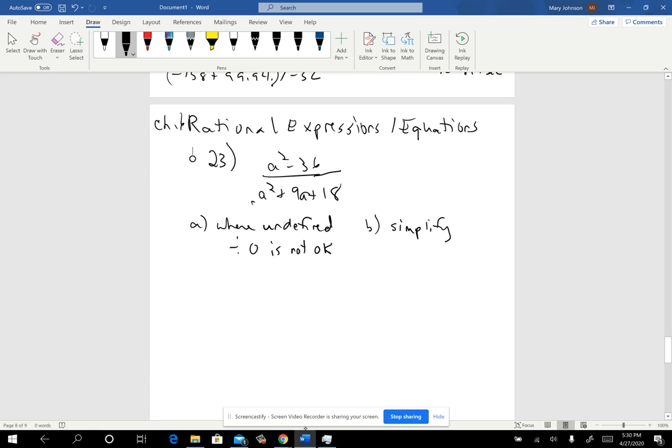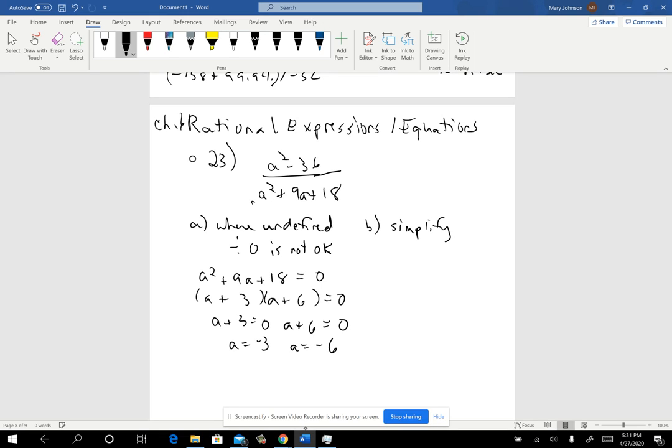When you're doing part A, you just focus on the denominator only, and you look for what causes that to be 0. It's a quadratic, so you're going to work on factoring it. It factors into a plus 3 times a plus 6. You set those equal to 0. Then a equals -3 or a equals -6 are your two answers. Those are the numbers that would cause the denominator to be 0, so you can't have those. A can't be -3 and a can't be -6.